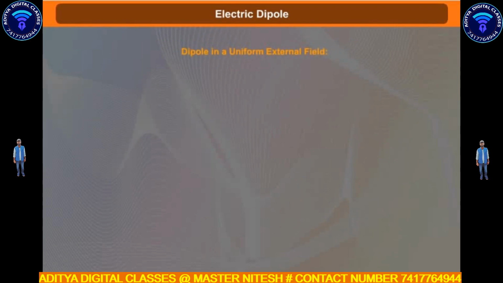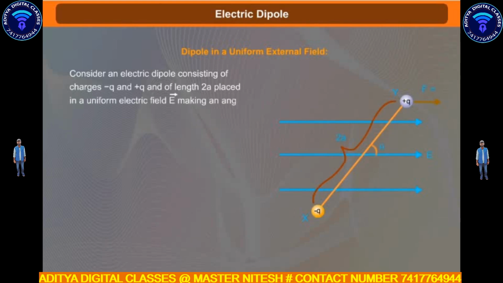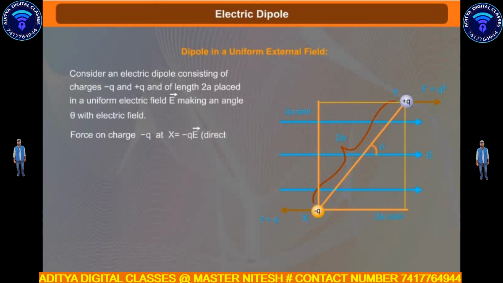Dipole in a uniform external field. Consider an electric dipole consisting of charges −q and +q and of length 2a placed in a uniform electric field E, making an angle theta with the electric field. Force on charge −q at x is −qE. Direction is opposite to that of E. Force on charge +q at y is qE. Direction is along E.